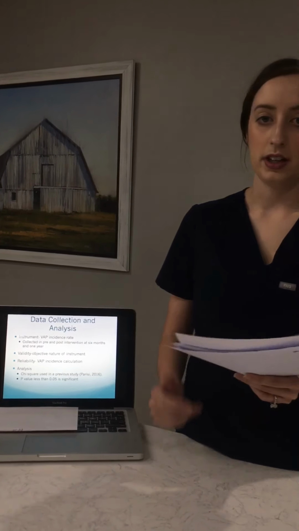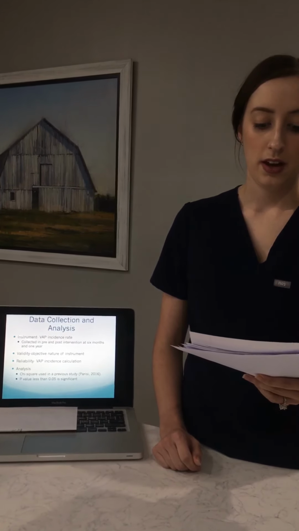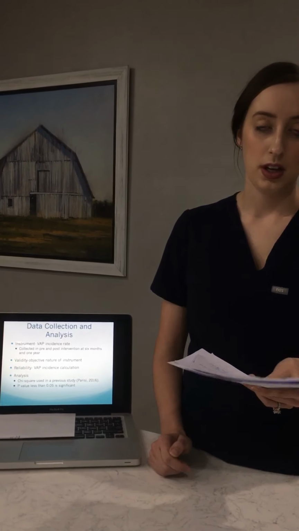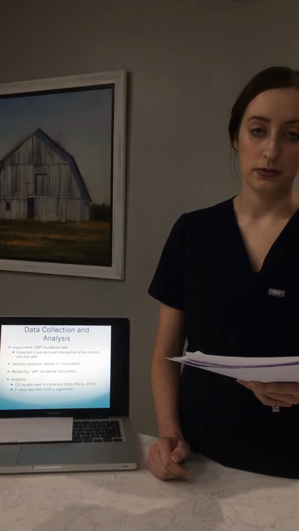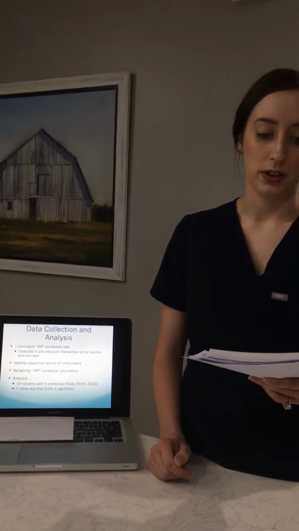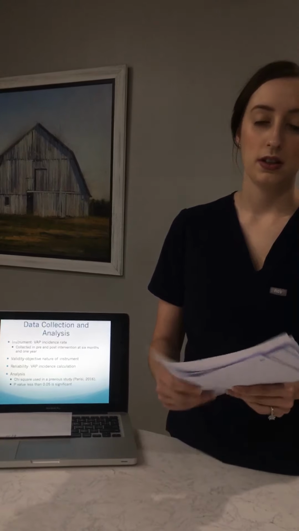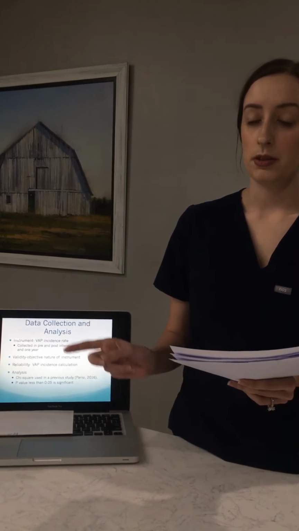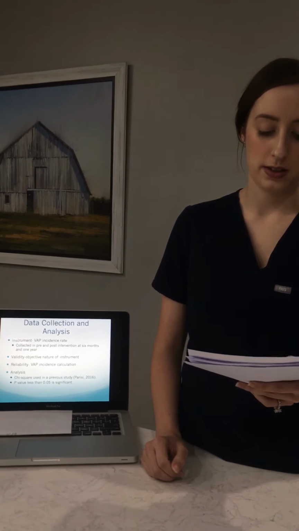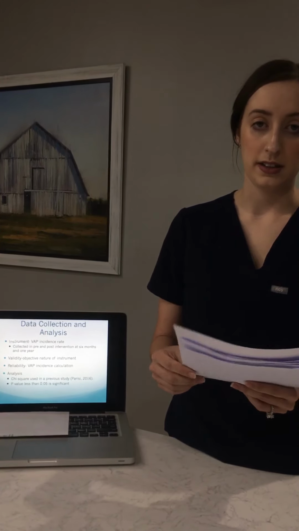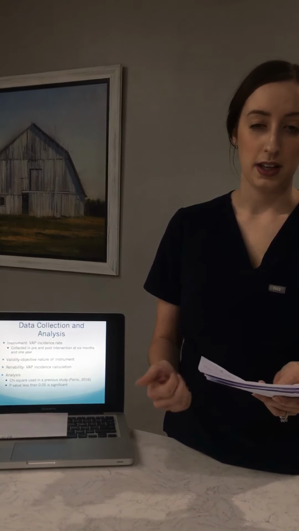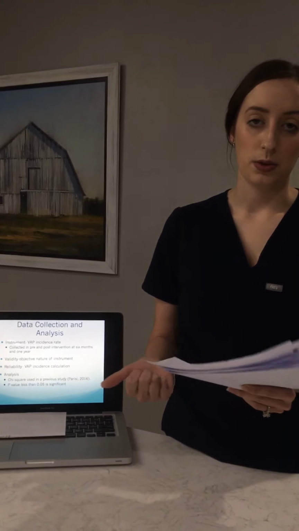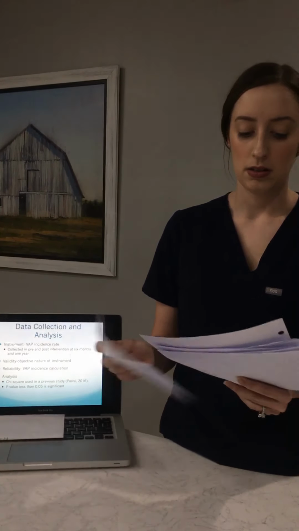And here is the data collection and analysis. VAP incidence rate is the instrument of data collection in this research proposal. It is valid because it's an objective measurement, and it's also reliable because VAP incidence rate is calculated the same way each time. In one of the previous studies, a chi-square test was used to analyze the significance of the same type of data, and therefore I would use a chi-square test to analyze the data for my study.